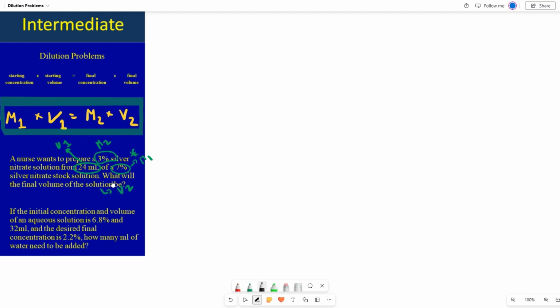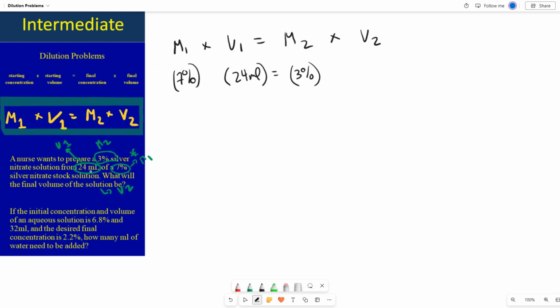All right, so if we write the main equation out, M1 times V1 is equal to M2 times V2, and then fill in what we're given. We're given our M2 at 3%, and we're given our M1 at 7%, and we're given our V1 at 24 milliliters. And then our V2 is going to be what we need to solve for.